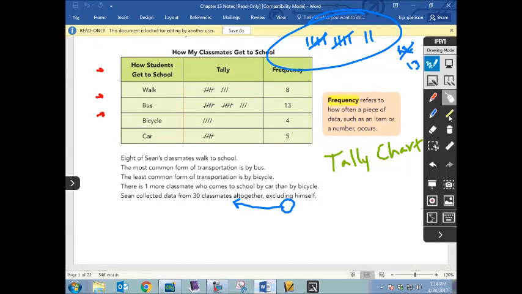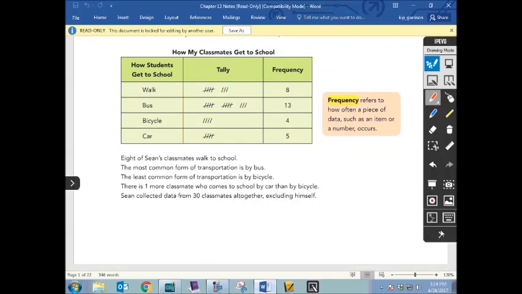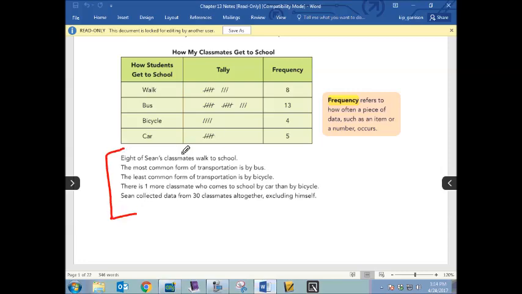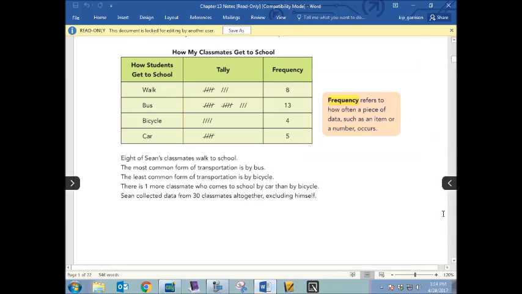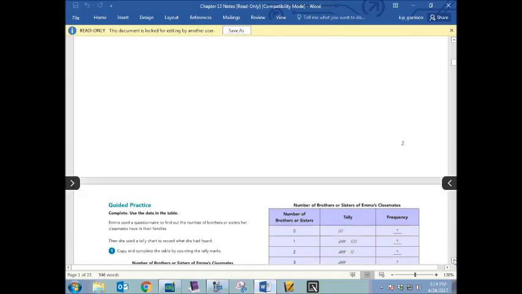Now we can look here real quick. Here's some generalizations, I guess would be the word, or some things you can take from this chart right here. 8 of Sean's classmates walk to school. The most common form of transportation is the bus. I think that would be probably the same here. The least common form would be the bicycle, probably the same as it would be here at Chanahan. There is one more classmate who comes to school by car than by bicycle. So there's one more here than here. And then Sean collected data from 30 classmates altogether. So if you added all the tallies together or you added all the frequency together, you would get 30 there. Like I said, if it seems easy, it's because it kind of is. It's really, really basic.